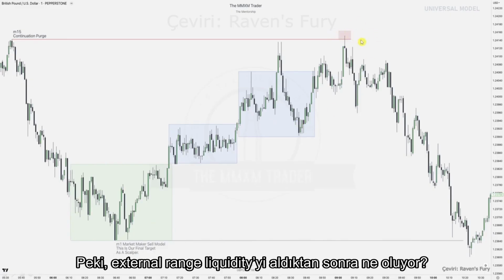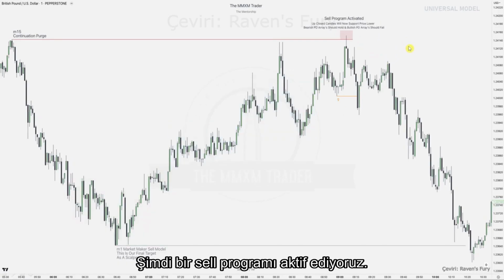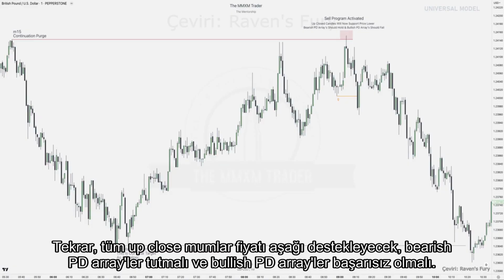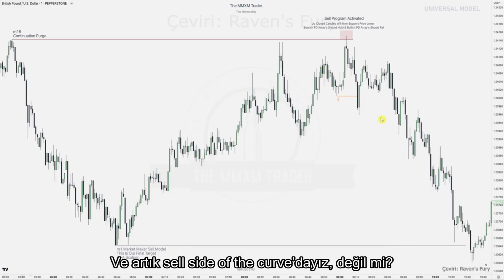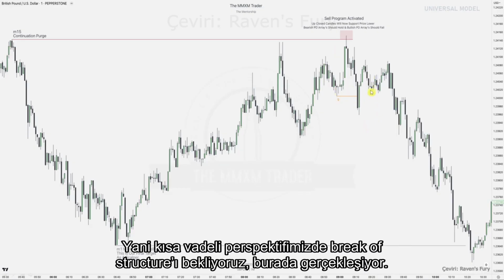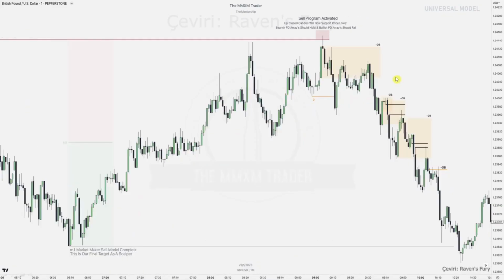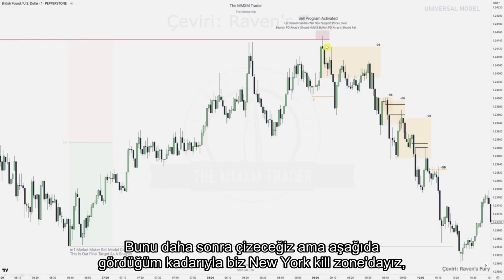So what happens after we take that external range liquidity? We are now activating a sell program. So again, all up close candles will now support price lower. Bearish PD arrays should hold and the bullish PD arrays should fail. And then we are in the sell side of the curve, right? So we're waiting for that break of structure on our short-term perspective. It happens over here. We want to be in the correct time zone, right? I'm going to outline that later, but as I can see down here, we are in New York kill zone, right?